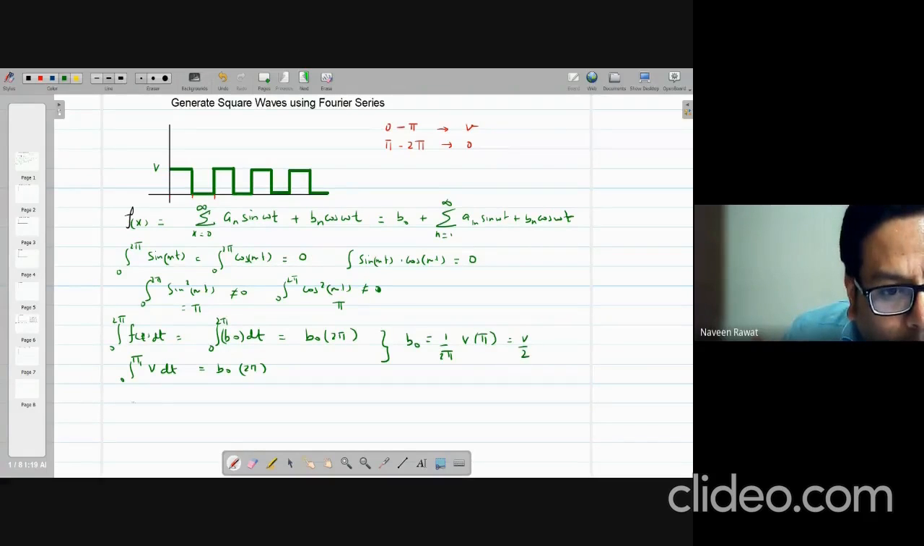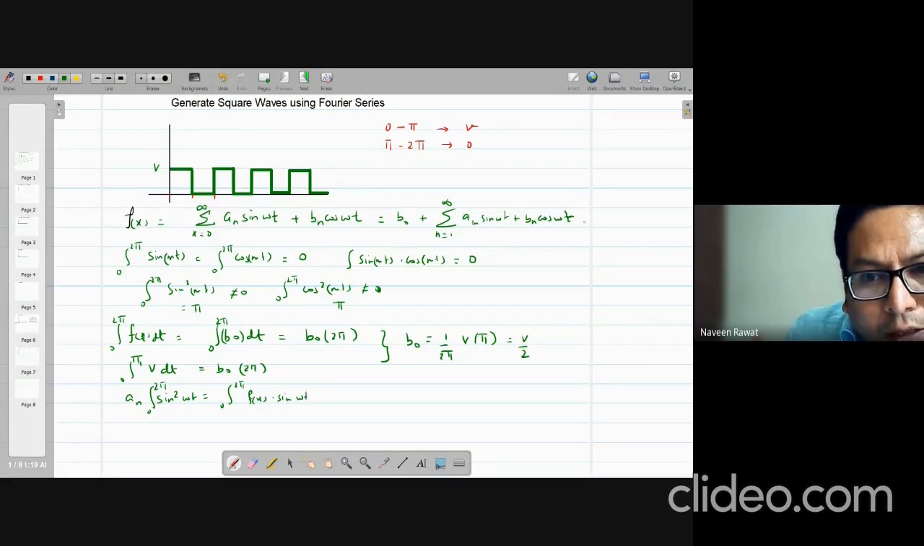Similarly, if you want to find an, all you will do is multiply by sine terms, and only the an sine square omega t integral will survive. So sine square omega t integral will survive, 0 to 2 pi. And on the left hand side, this will be 0 to 2 pi, the function f of t times sine omega t. Remember, all the other terms which have cosine and sine, those multiplication integrals are 0 as per our earlier result. So to calculate the an term, that's all you need to do.